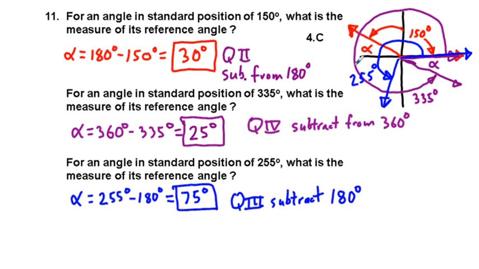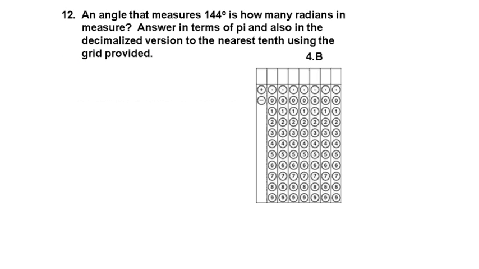So slightly different. Now in quadrant 1, the reference angle and the standard position angle will be the same thing. Okay, problem 12. An angle that measures 144 degrees is how many radians in measure? Answer in terms of pi and also in the decimalized version to the nearest tenth using the grid provided.